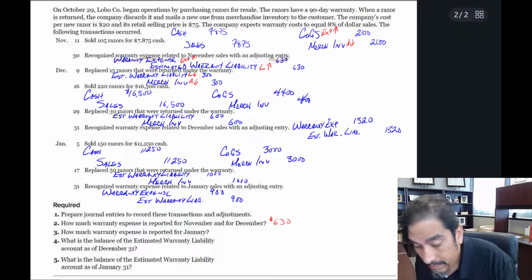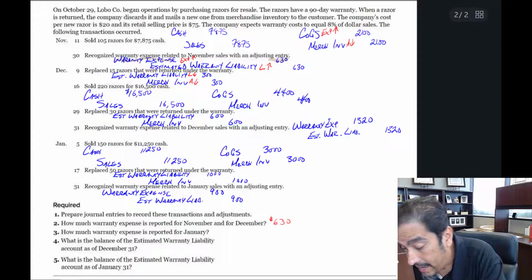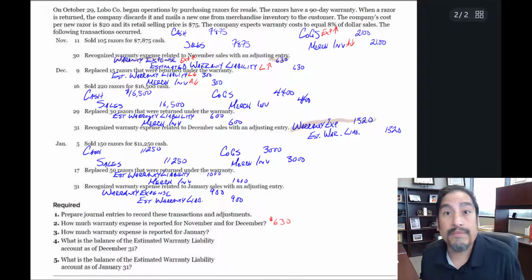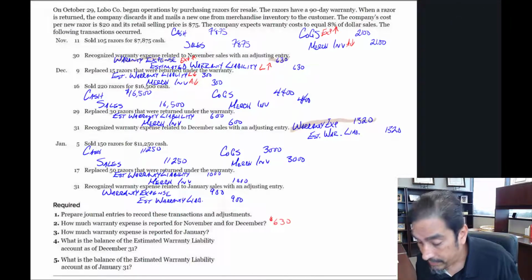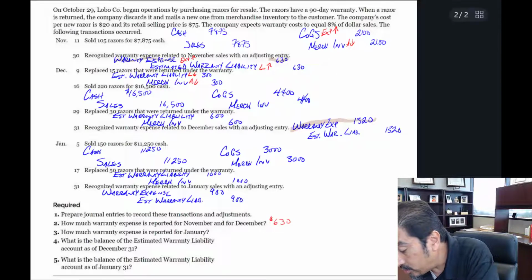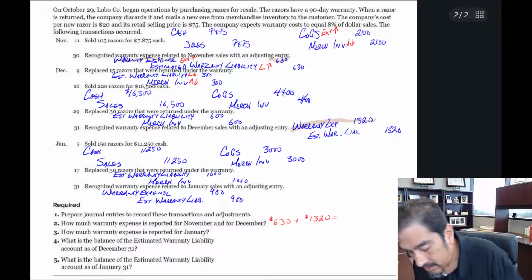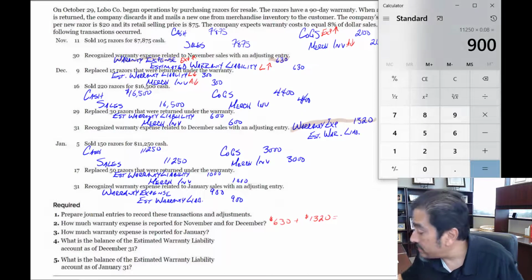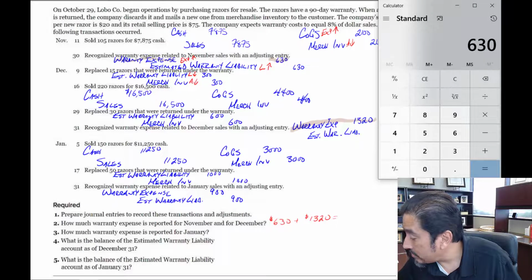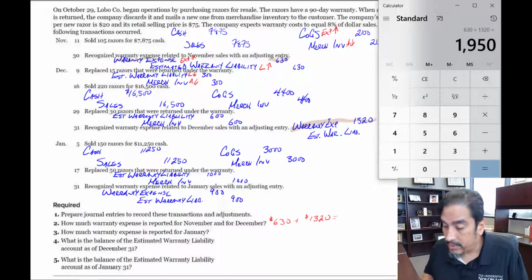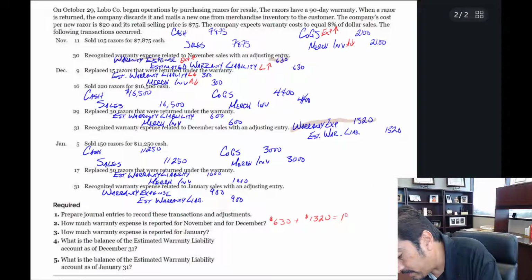And December, we only hit it at the end of the month as an adjusting journal entry. So $1,320. And I can't remember how they want this, if they want this separately or together. So there's separately, and if they want it together, $630 in November and $1,320 in December is $1,950 total for those 2 months.